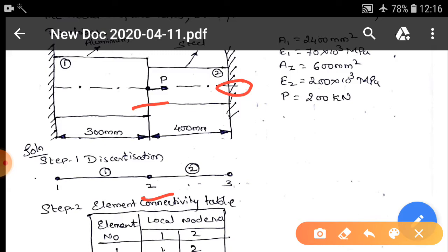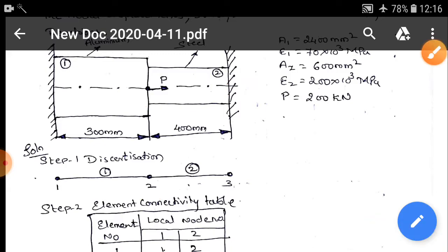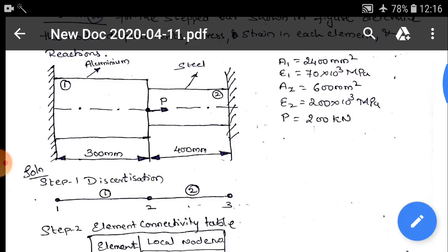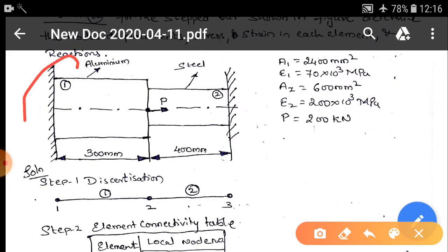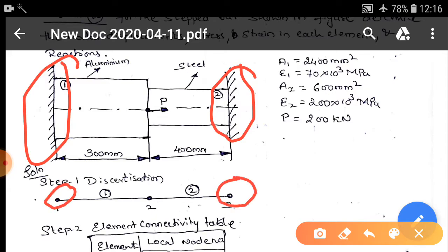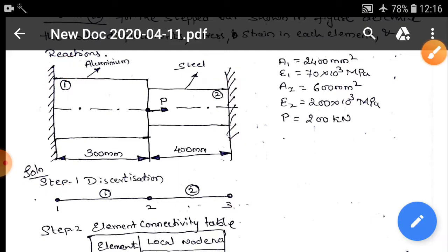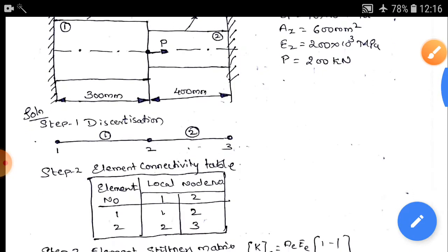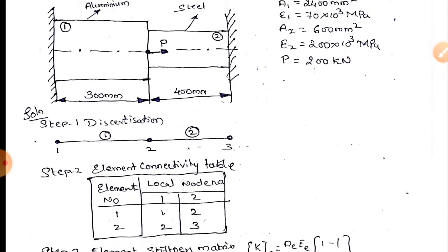And also supports. If you see the support in the first problem, the support was only on the left side, that was u1 was 0. In this problem, both the ends are fixed, right side as well as left side. This means both our u1 as well as u3 are 0. Considering these points in your mind, we'll start the solution.